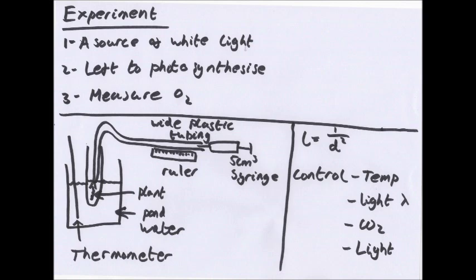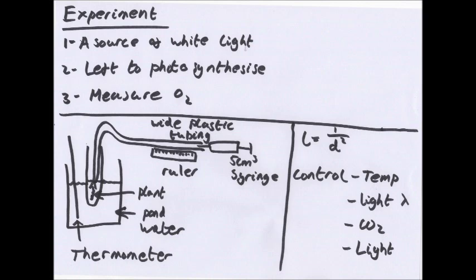containing the same water that, in this case, pondweed has been kept in, and add some drops of hydrogen carbonate solution. Now, this produces carbon dioxide. Stand the test tube in a beaker of water at about 20 degrees. Use the thermometer to measure the temperature. Place a light source, measure the distance from the pondweed, and you can work out then light intensity, as light intensity equals 1 over d squared, which is distance.